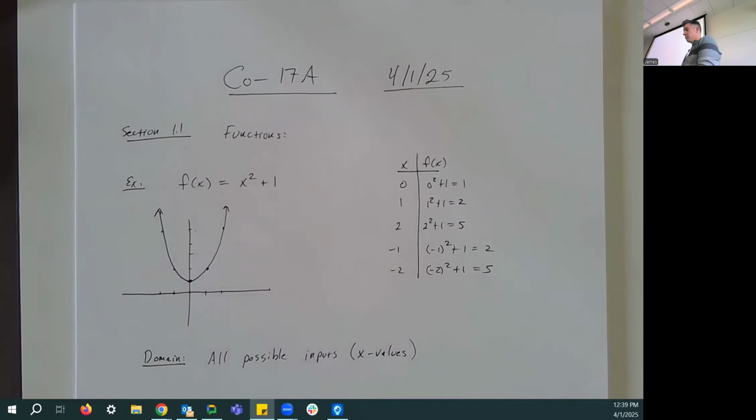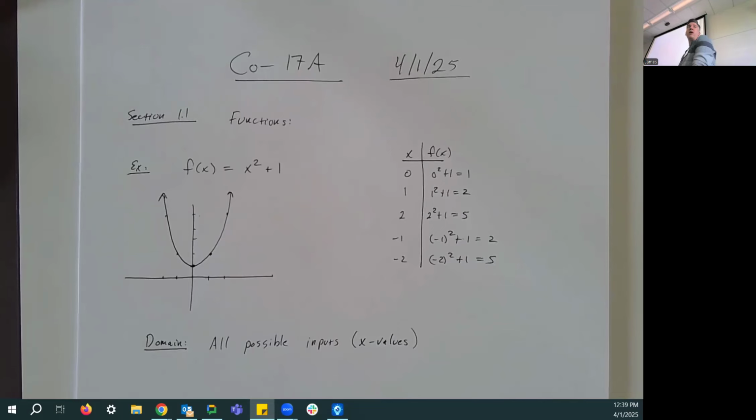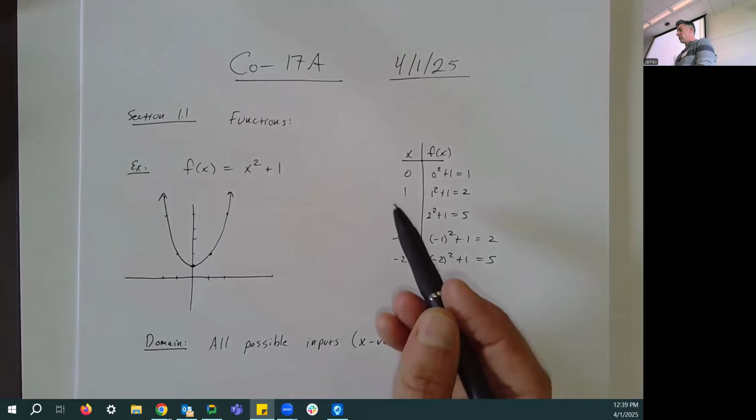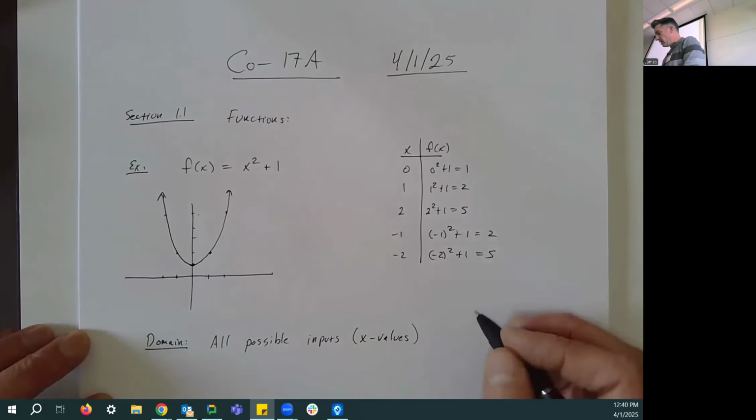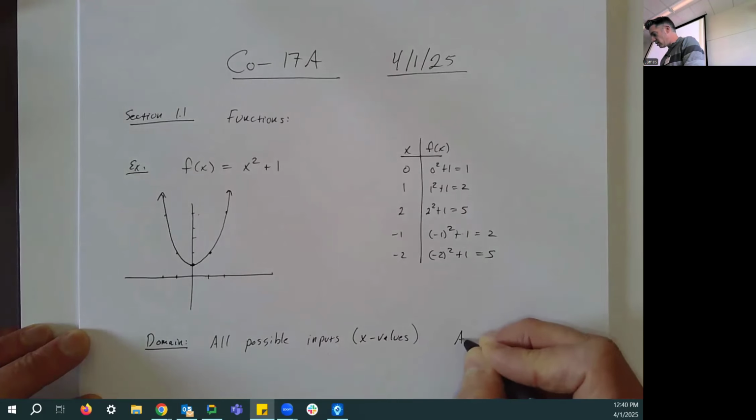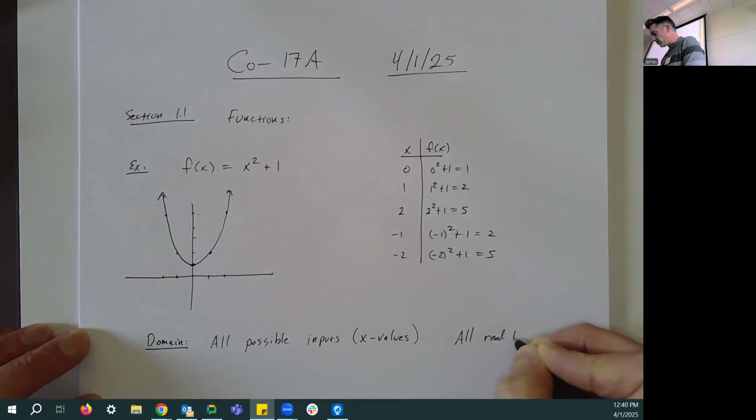In this case, we have no problems. We have no restrictions. We have no issues. The input can be anything. We could plug in nice integer numbers like this. We could also plug in rational numbers, irrational numbers, negative numbers, as we did already, anything you want. So in this case, our domain is all real numbers.